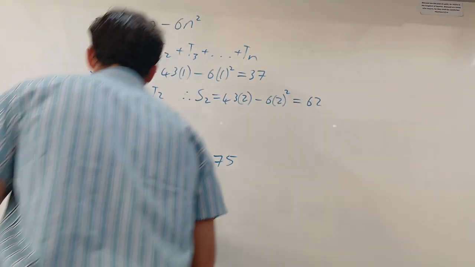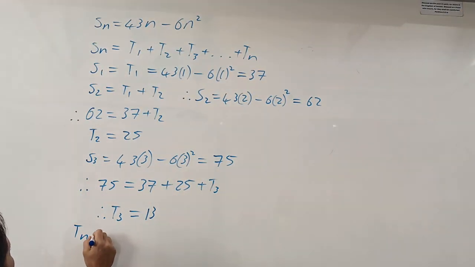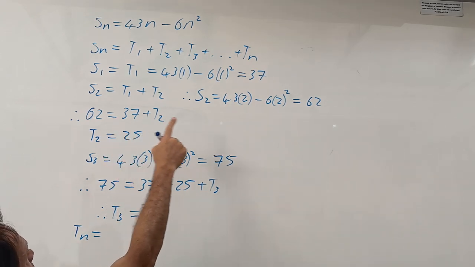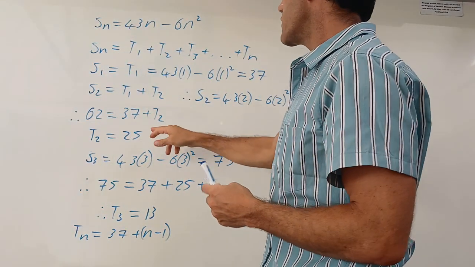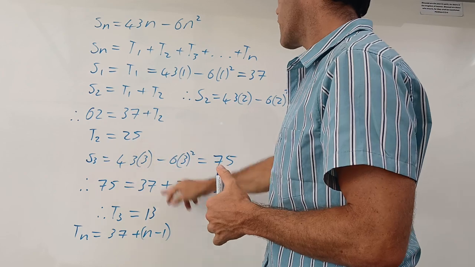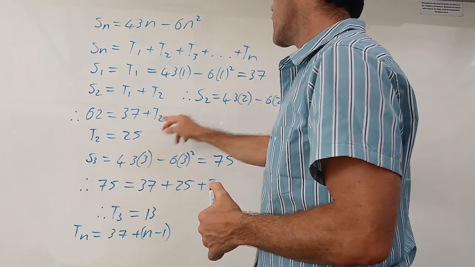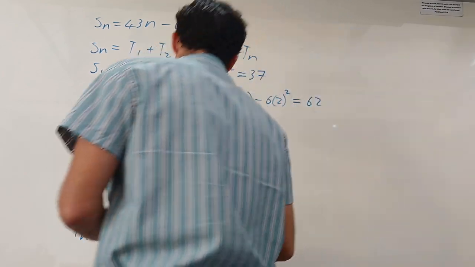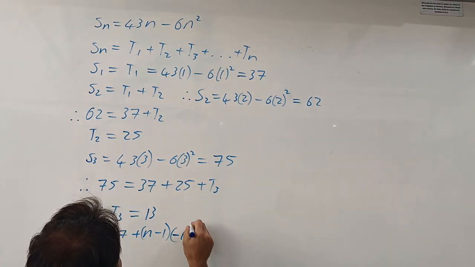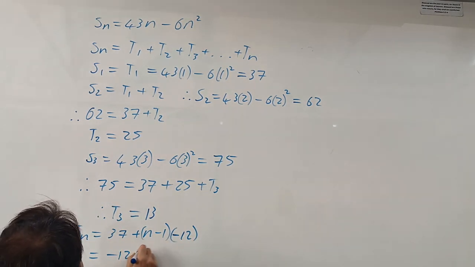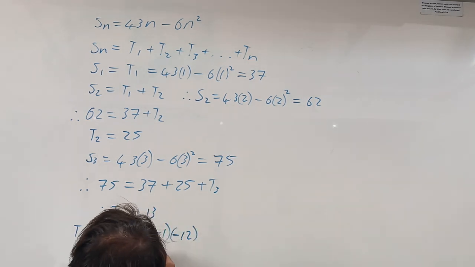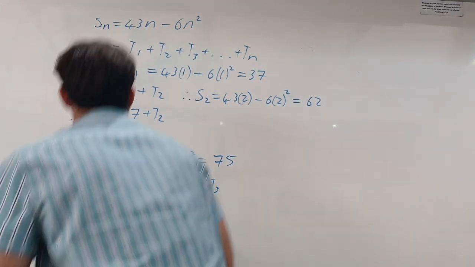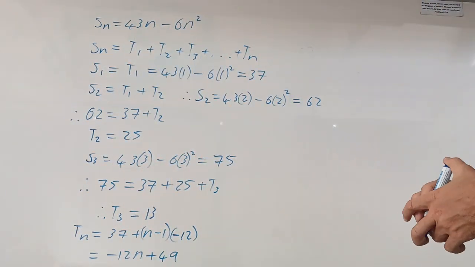And then they ask you to find term n. So then term n will be a, the first term, 37, plus n minus 1 times the difference. And then you can see the difference, 37, 25, 13. The difference is negative 12. You subtract 12 every time. So the difference is negative 12. So then you're going to have negative 12n, and then 37, negative 1 times negative 12 is plus 12, which is going to be plus 49. So there's term n, negative 12n plus 49.